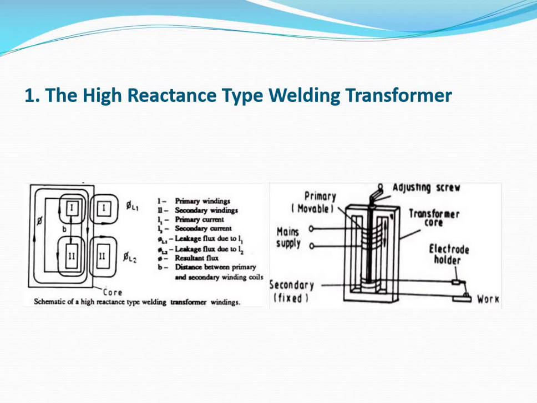So, first type is the high reactance type welding transformer. When a transformer supplies current, magnetic fluxes are produced around the winding as shown here. The lines of the resultant magnetic flux, say phi, traverse the magnetic circuit and cut the primary, that is this first winding, and secondary, this is second winding, as shown here.